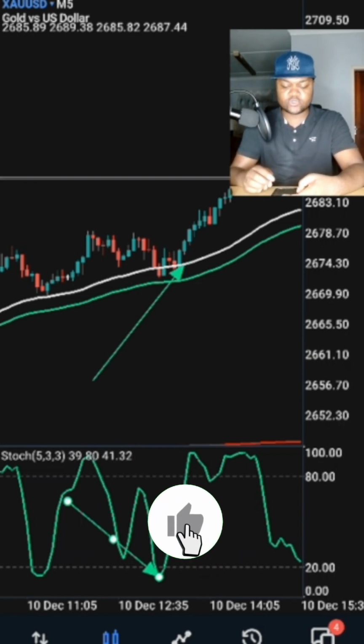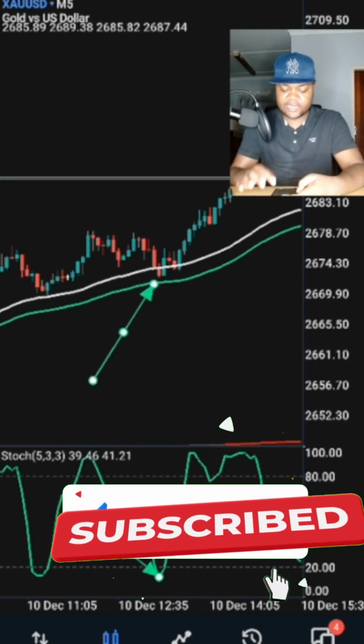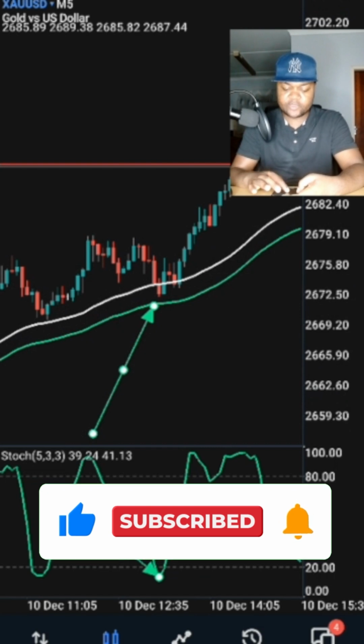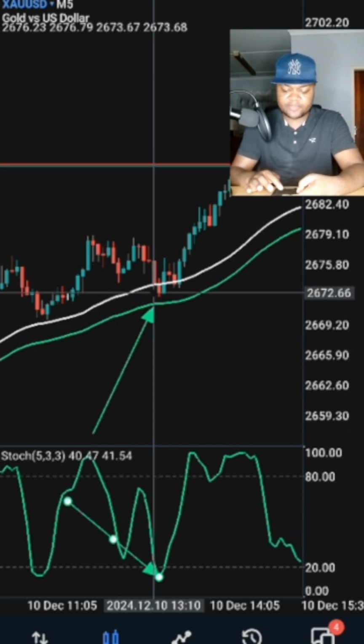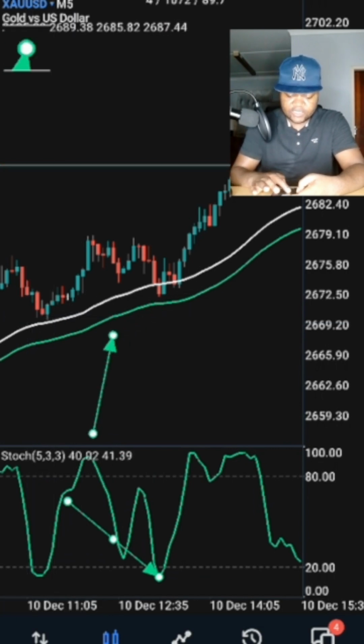So what you want to do is this: when you have a candle like what took place here, a candle that closes above the white line, you're going to open your buy position. Where are you going to place your stop loss? Your stop loss is going to be below the recent swing low. So our stop loss was going to be below this particular level here. This was our recent swing low, and we're going to place our stop loss just below this EMA band.